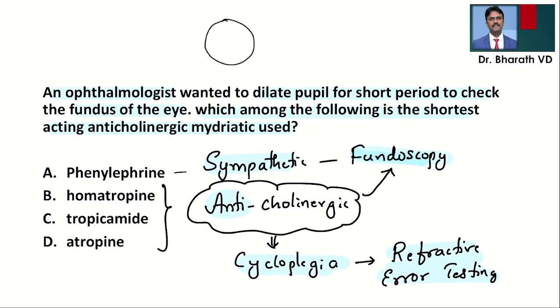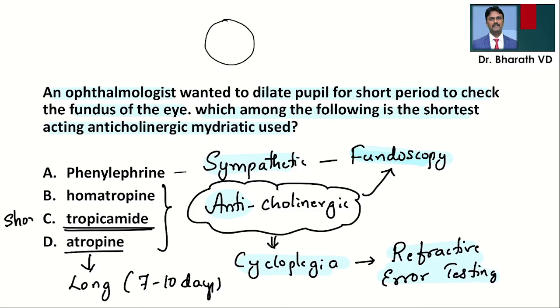Remember, atropine is the longest acting mydriatic. It can work for 7 to 10 days. And the shortest acting is tropicamide. Just now I discussed that. That is the shortest acting. So they can ask you these types of questions.